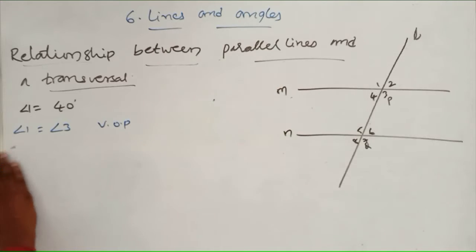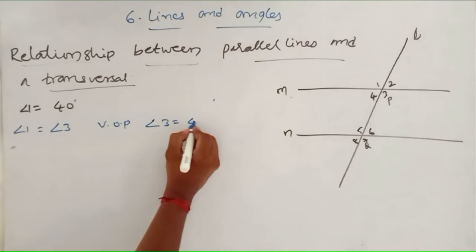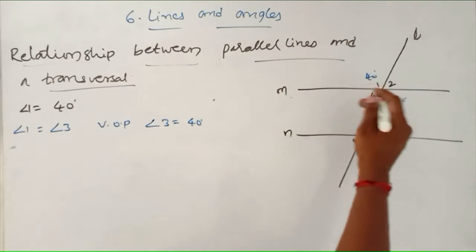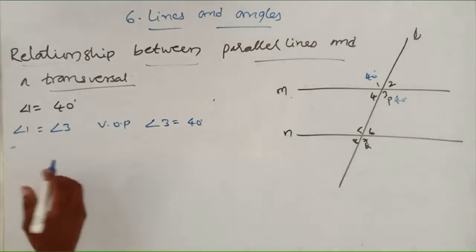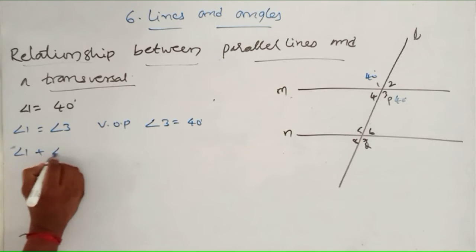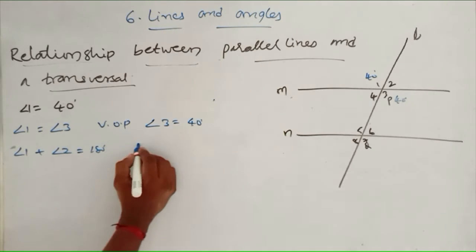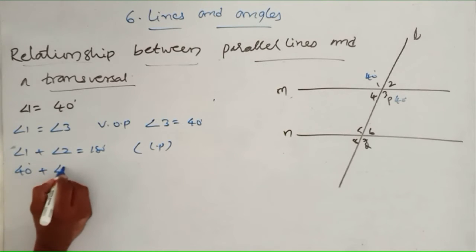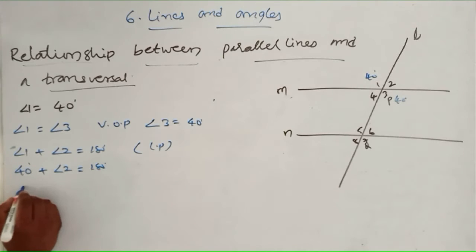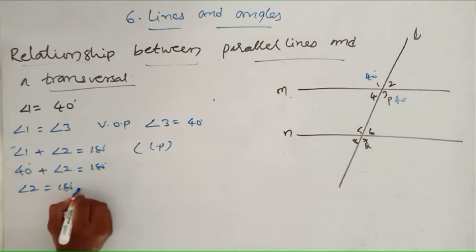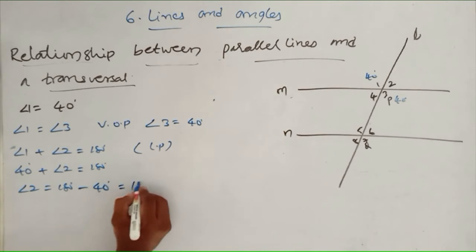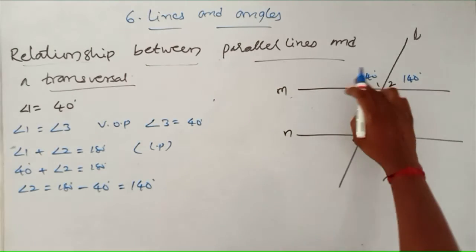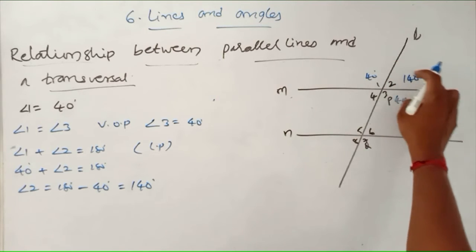Then angle 3 is equal to 40 degrees. So this is also 40 and this is also 40. Now it is a linear pair. Angle 1 plus angle 2 is equal to 180 degrees because it is a linear pair. Now angle 1 is 40 degrees plus angle 2 is equal to 180. Then what about angle 2? Angle 2 is equal to 180 minus 40, that's equal to 140 degrees. Now when I am adding this, I am going to get 180. Hence it is a straight line.